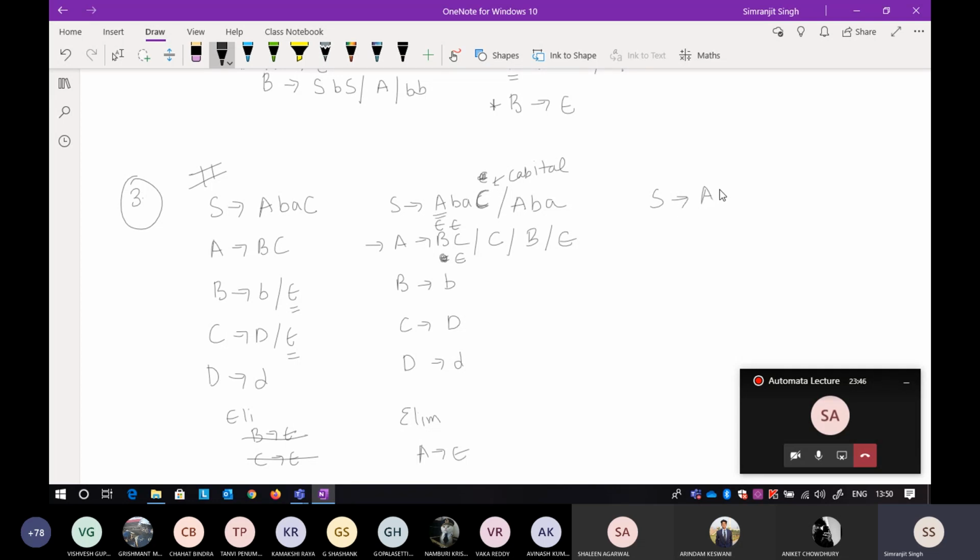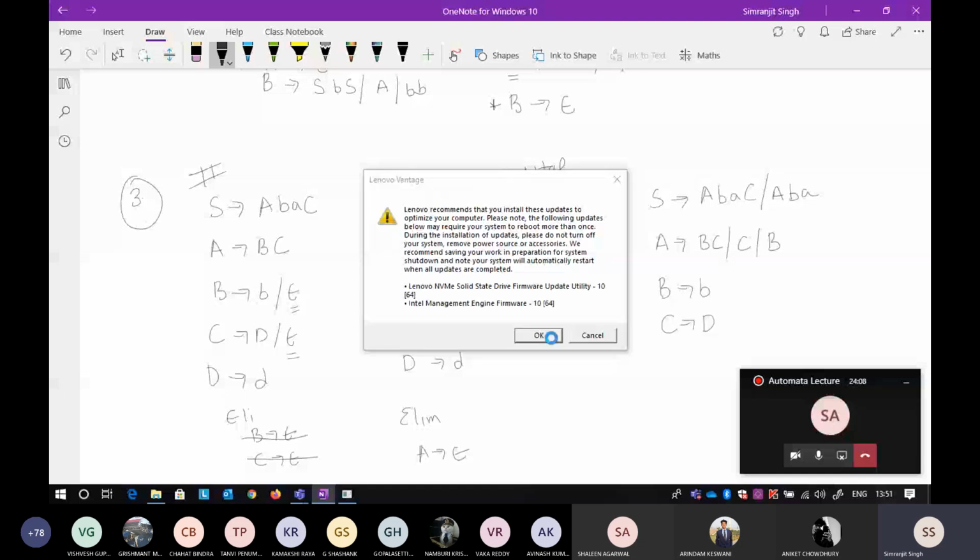So first of all, write all the productions as they are. Do not change a thing. So I'm writing all the productions as they are. It will be A tends to B A, and then this is your A, and then this is B, C, then there is a C, and then there is a B. I will not include the epsilon production, and then B is tending to B, and C is tending to D, and D is tending to small d.